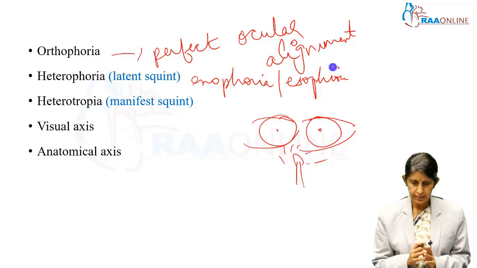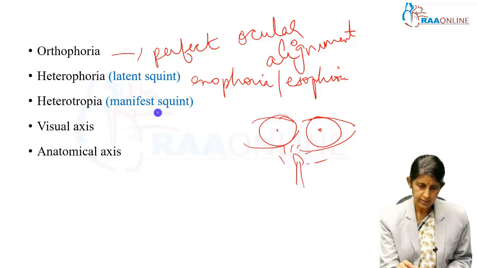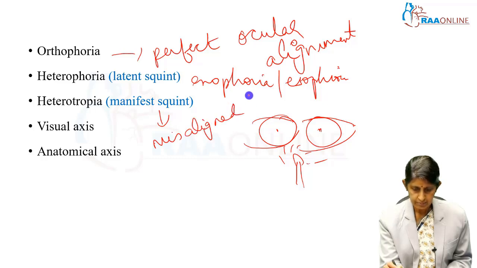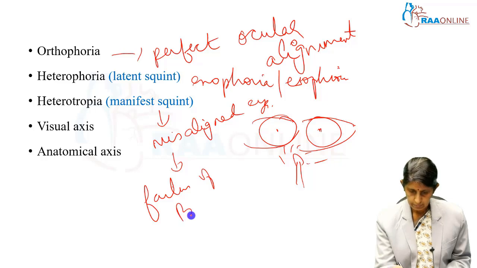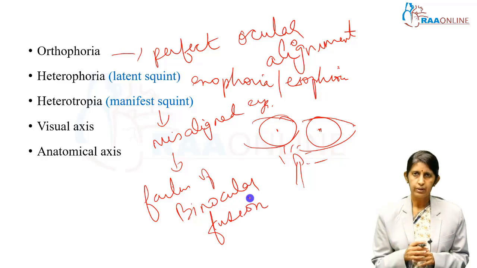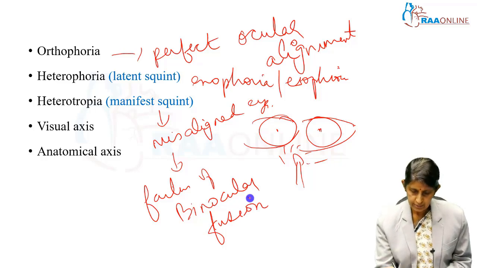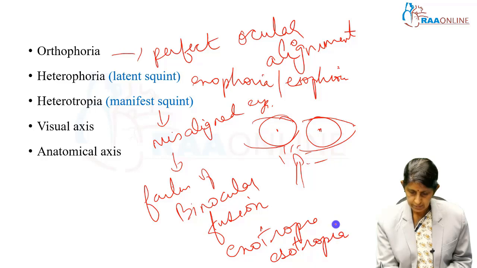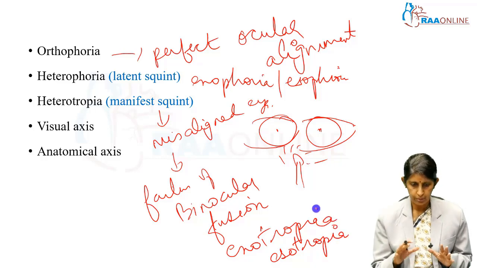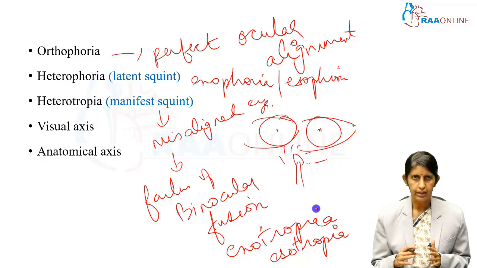Heterotropia means it's a manifest squint. That means the eyes are misaligned at all points. At any given time when you examine the patient, there is a misalignment of the eyes. This misalignment indicates a failure of binocular fusion, which is the cause for the manifest squint all the time. Again, this can be exotropia when the eyes are deviated outward, and esotropia when the eyes are deviated inward. This is the most important difference between heterophoria and heterotropia.